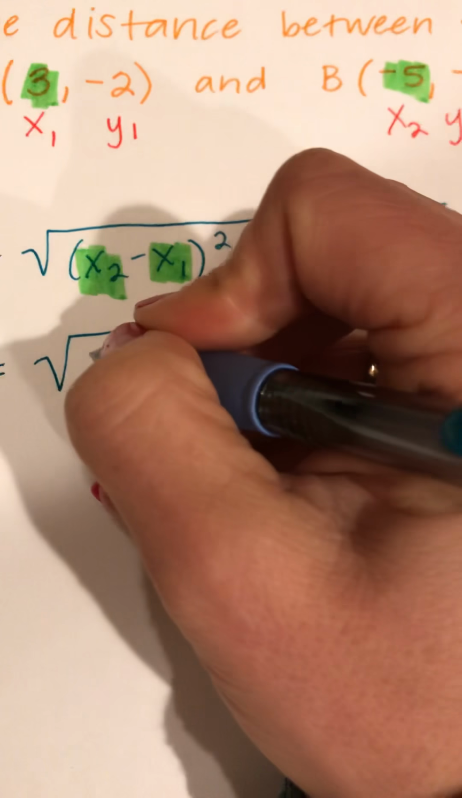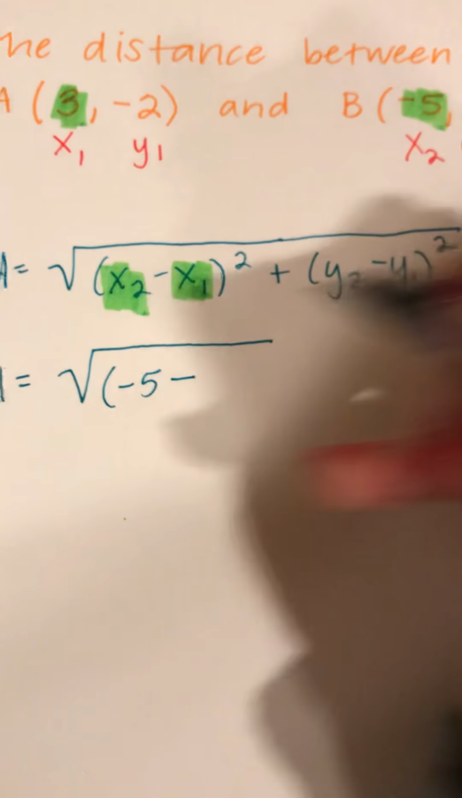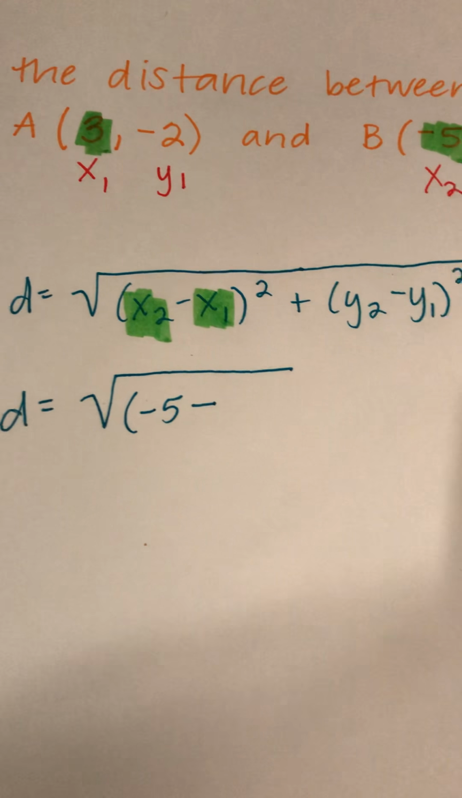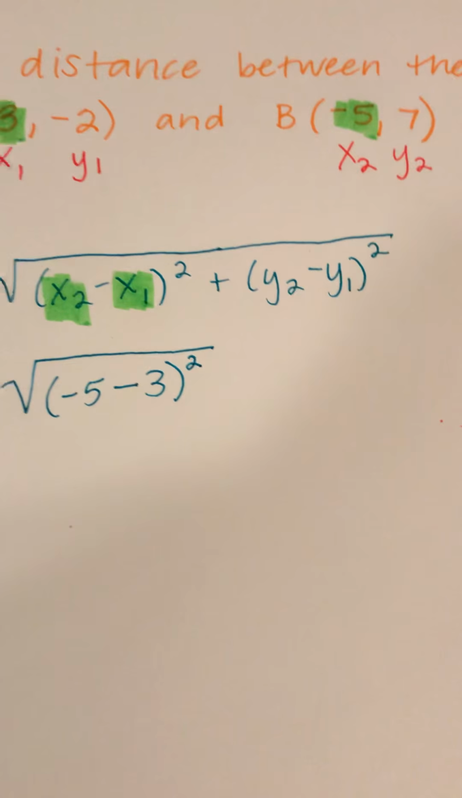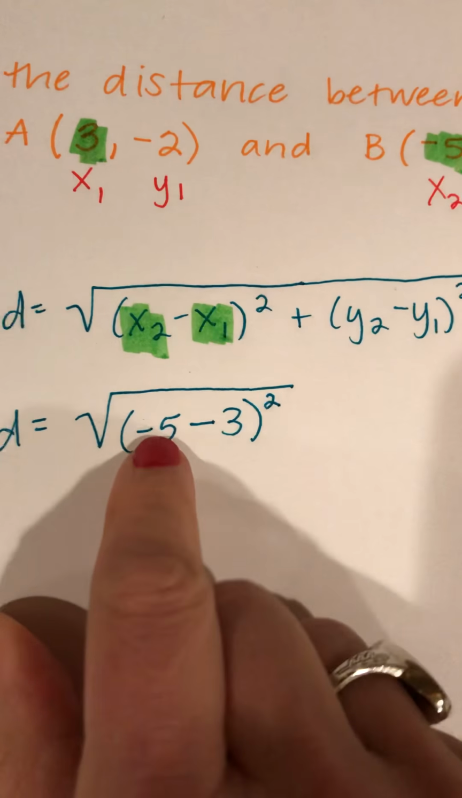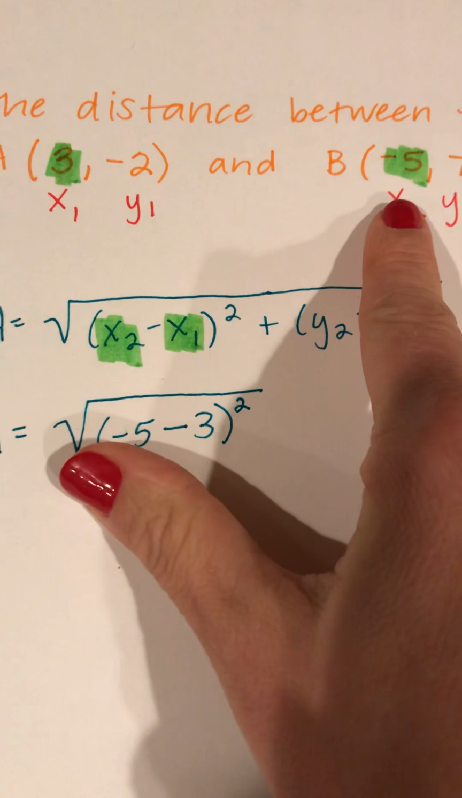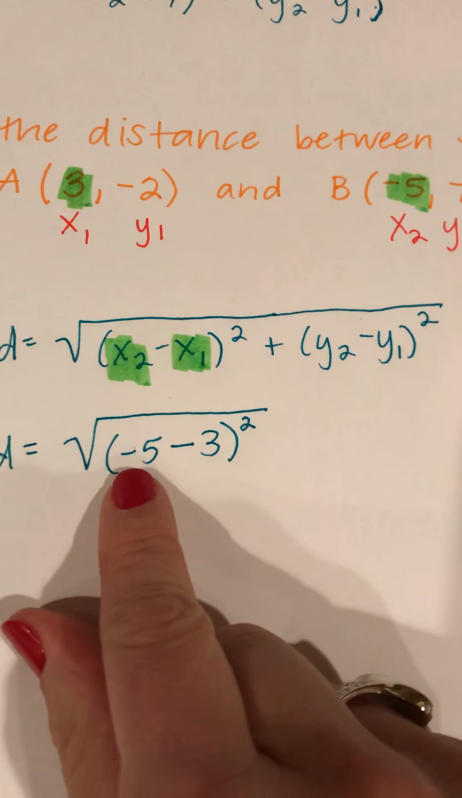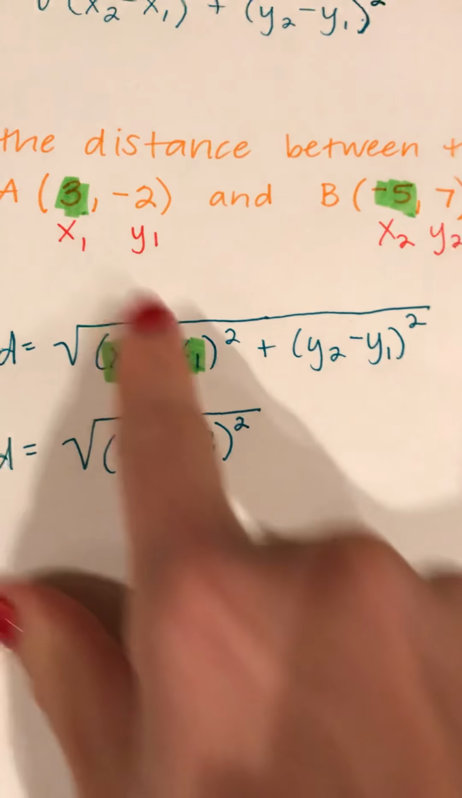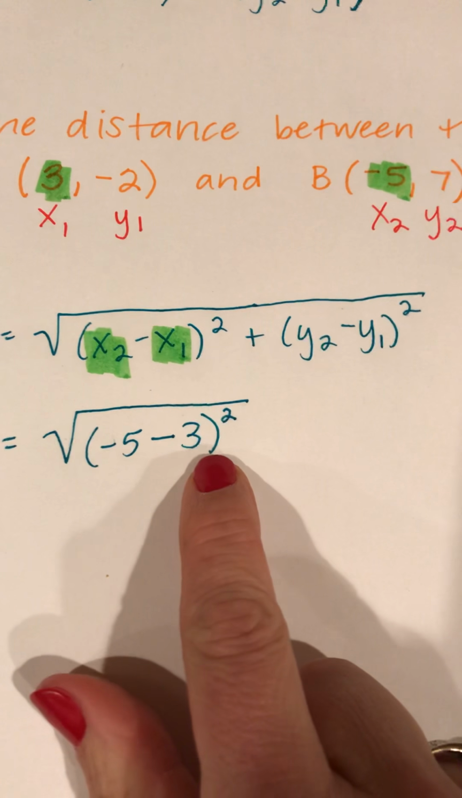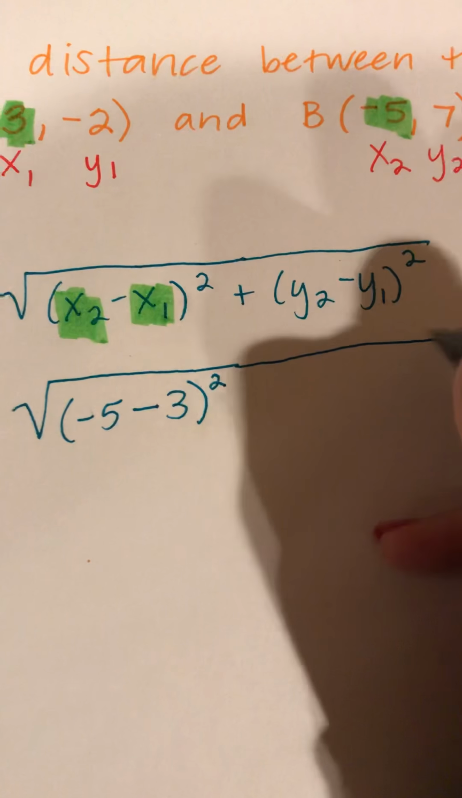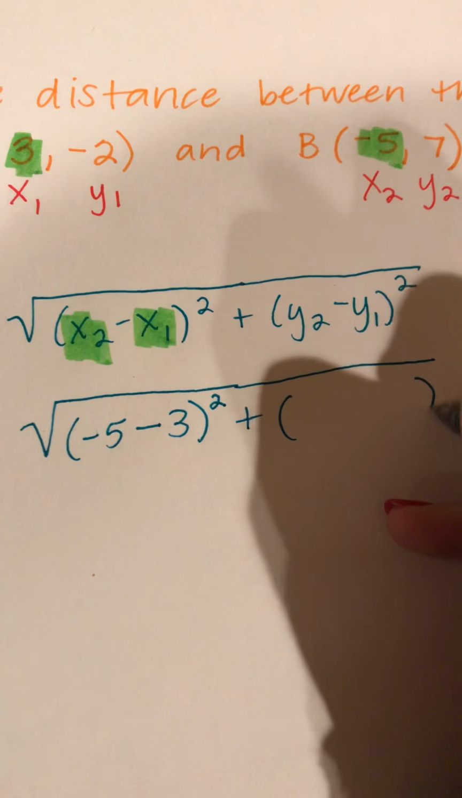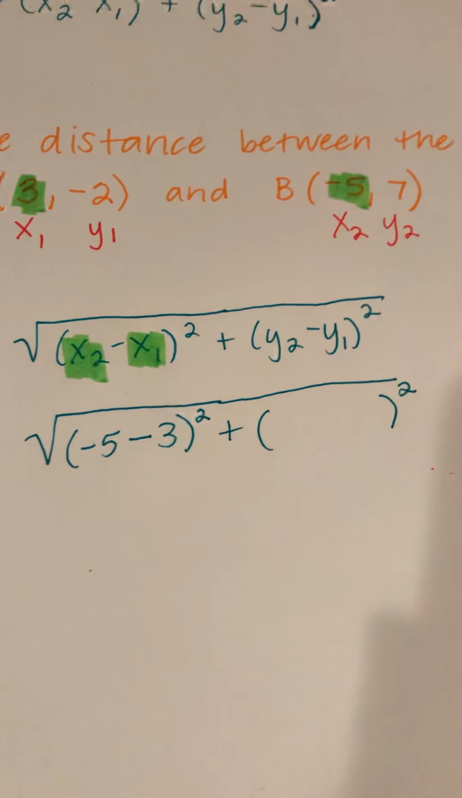X2 is negative 5, so I'm going to write negative 5, subtract, and then 3 is x1, so I'm going to write 3 squared. You see how all I did was just replace negative 5 for x2 and 3 for x1, okay? And now I'm going to fill in my y values.